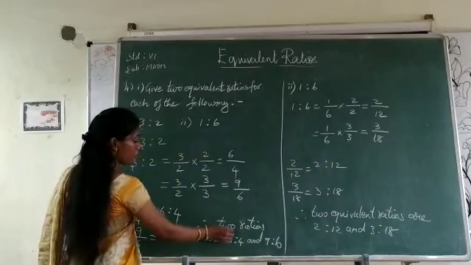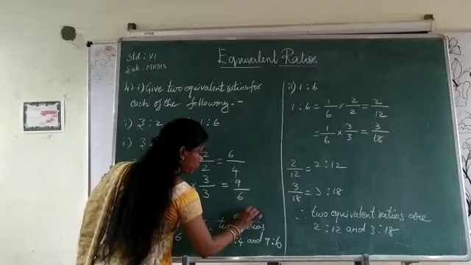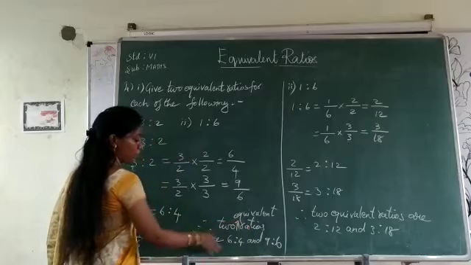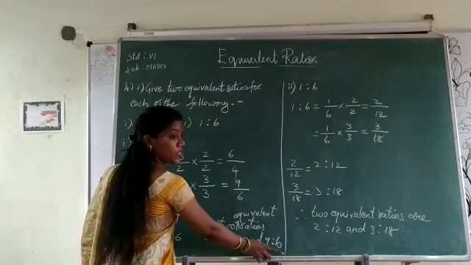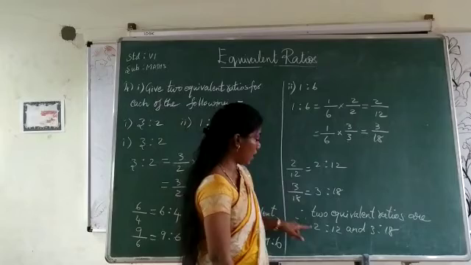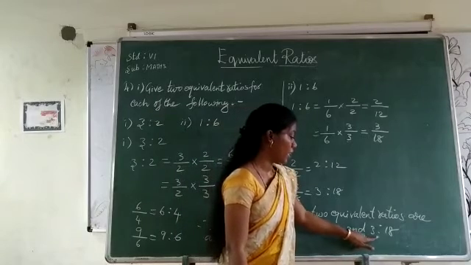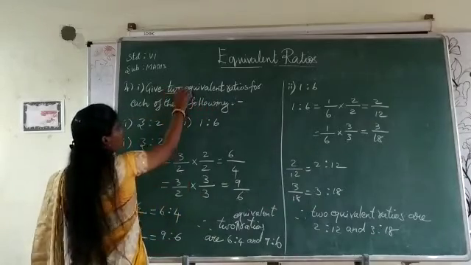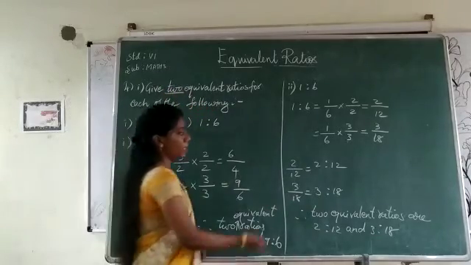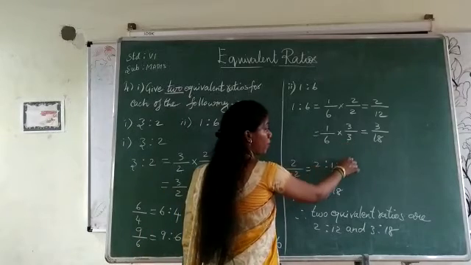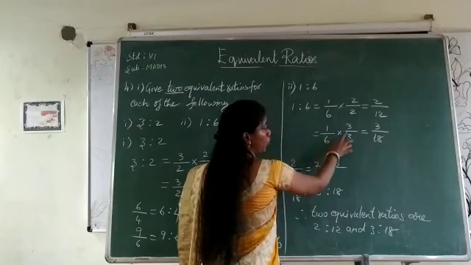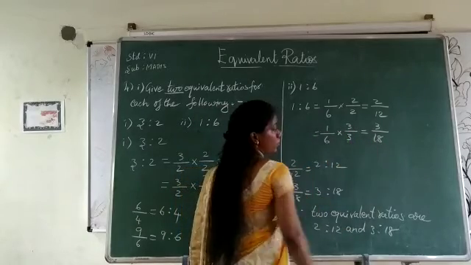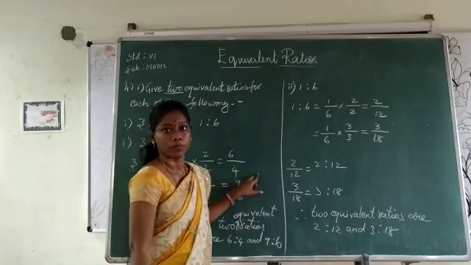Here also you have to find two equivalent ratios. For the first question, the two equivalent ratios are 6 is to 4 and 9 is to 6. And for this one, the answer is 2 is to 12 and 3 is to 18. If the question changes to find three equivalent ratios, you have to multiply by one more number, 4 by 4. That is, 1 by 6 into 4 by 4 is equal to 4 by 24. Thank you.